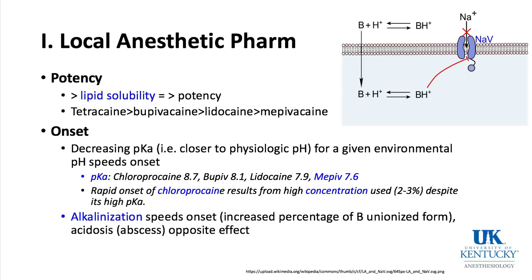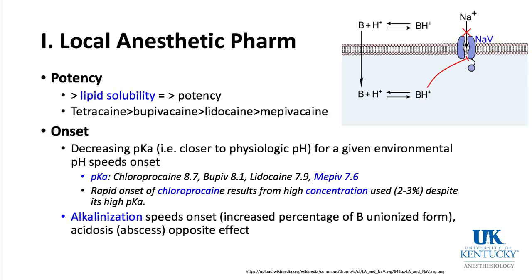So if the pKa of bupivacaine is the closest to the pH of the body, 7.4, that would mean that when you inject bupivacaine, at the body pH of 7.4, almost half of it is ionized and almost half of it is unionized, as opposed to chloroprocaine with a pKa of 8.7 and the body pH being much lower than that, 7.4, on a logarithmic scale. You realize that most of those chloroprocaine molecules exist in the BH plus form because the body pH is much lower than the pKa.